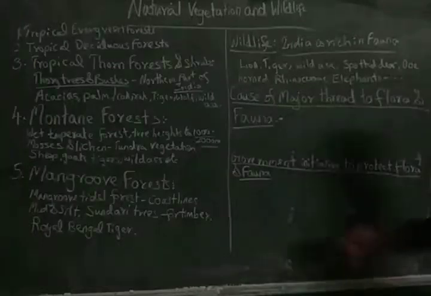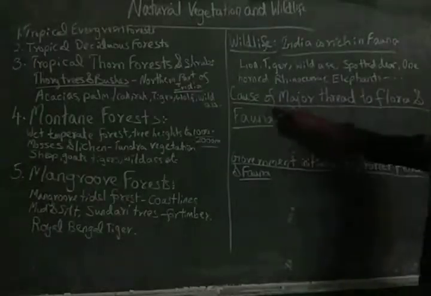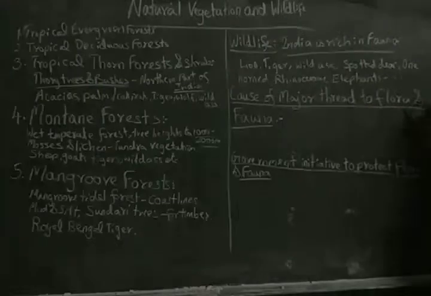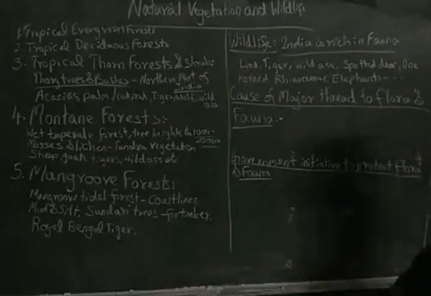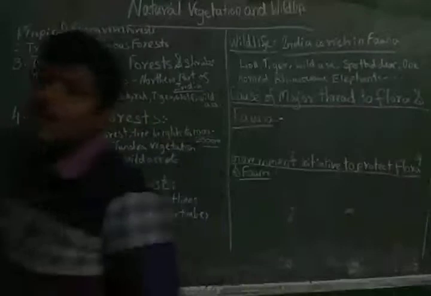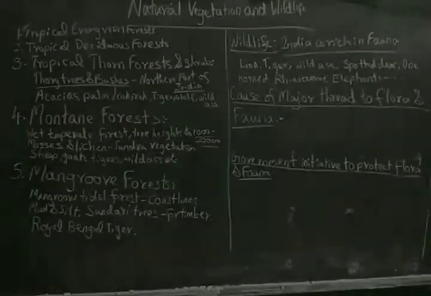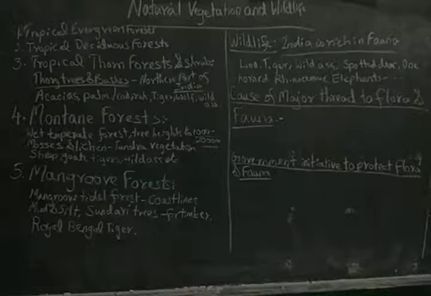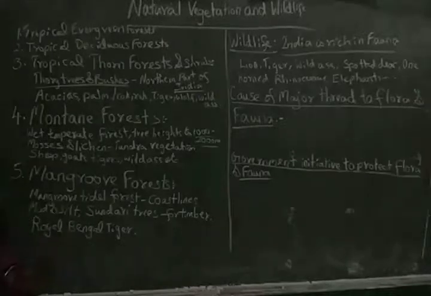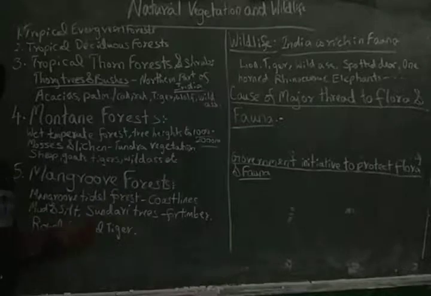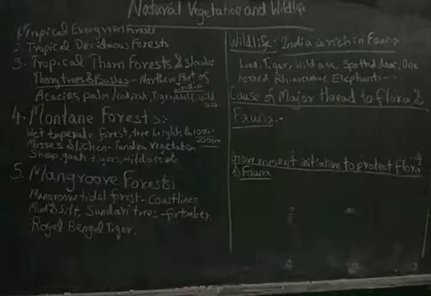And the next one is the major threats to flora and fauna. That is what we are going to see in this topic. The major threat to flora and fauna is mainly because of three things. In our India, each and every species has a major role to play in saving our ecosystem, right? So that is the main thing. And what are the major threats?